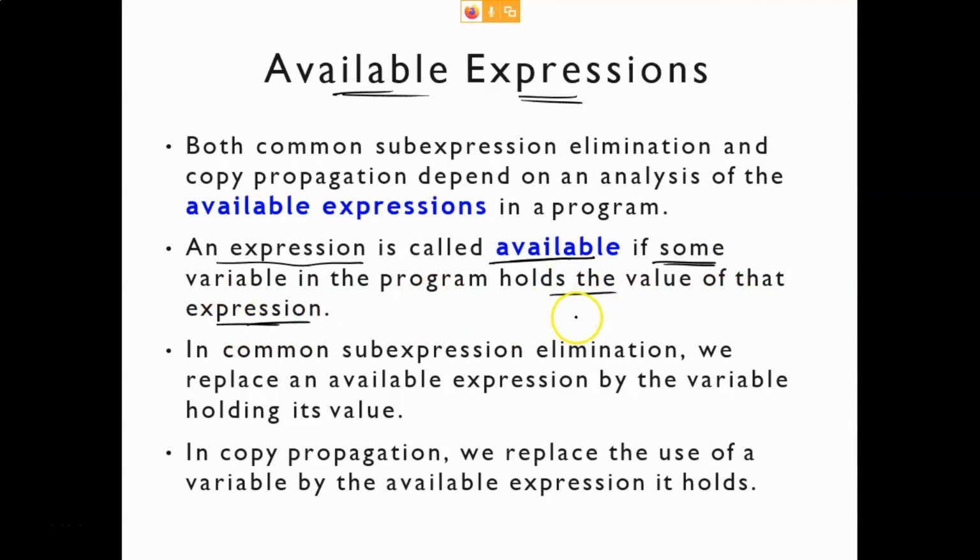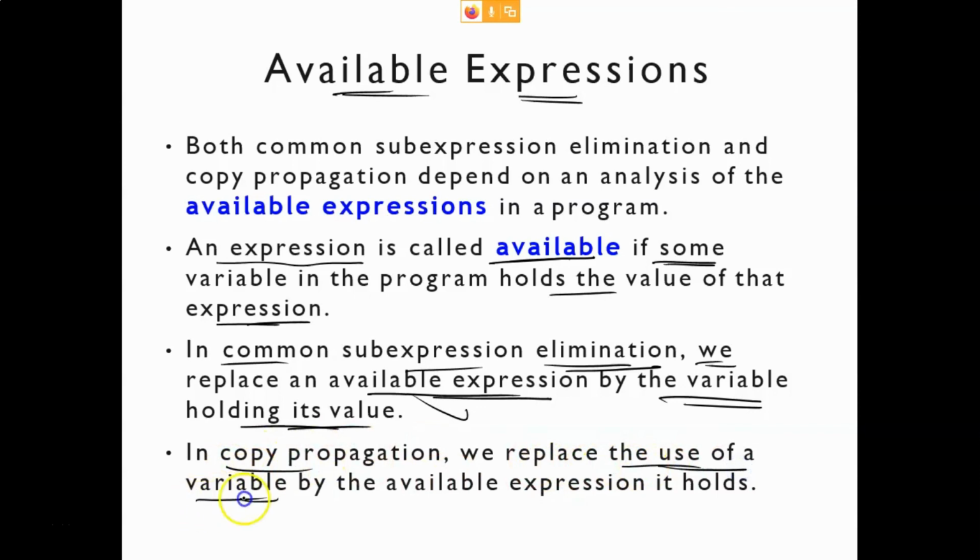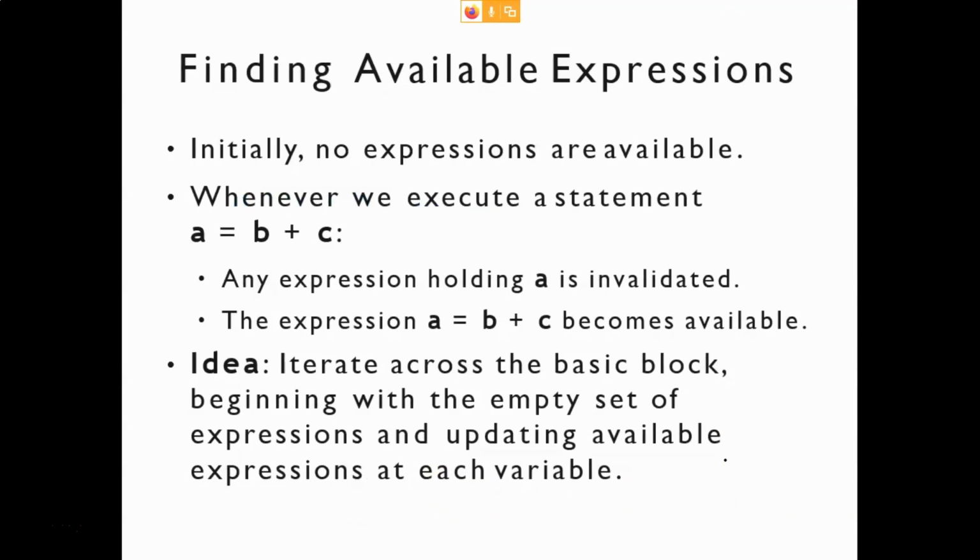With the examples it will be clear, don't worry. In common subexpression elimination, we replace an available expression by the variable holding its value. And in copy propagation, we replace the use of a variable by the available expression it holds. With examples all these things will be clear. So first let's try to do the available expression analysis. Initially no expression is available. Of course, when you begin the program, initially no expression is available.